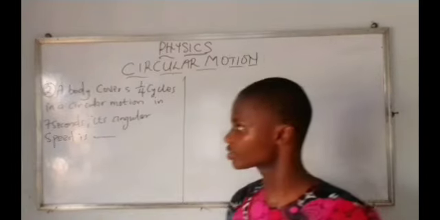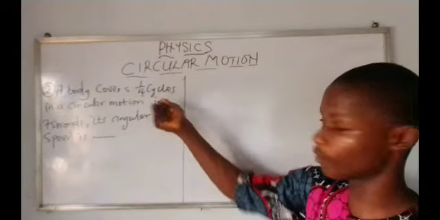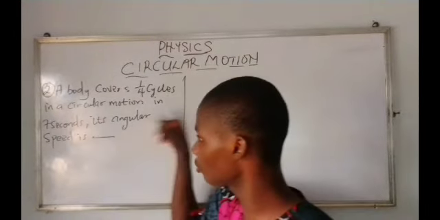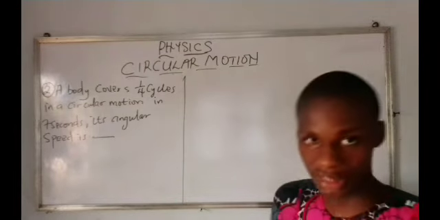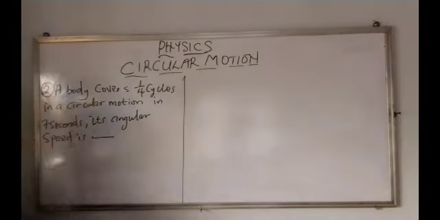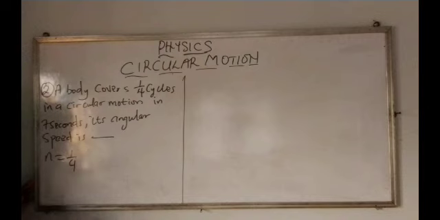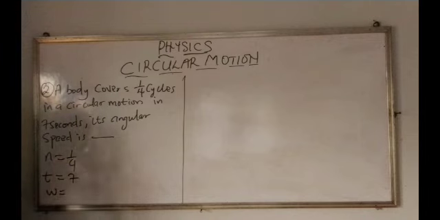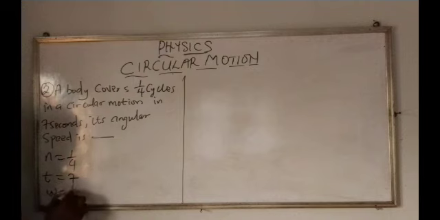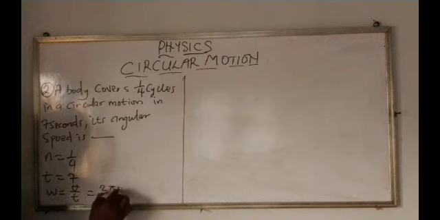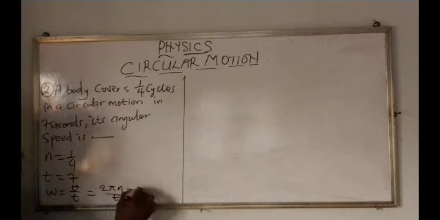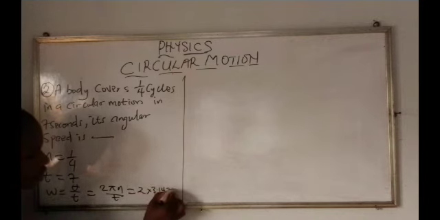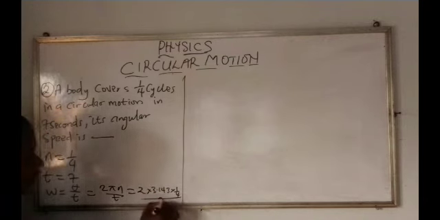The second question says a body covers 1 over 4 circles in a circular motion in 7 seconds. Its angular speed is dash. It's very simple. Remember, the number of circles is equal to 1 over 4, right? And the time taken t is equal to what? 7 seconds. We are to calculate for angular velocity. What is the formula for angular velocity? Remember, angular velocity is equal to theta over t. Alright? And theta is equal to 2 pi n over t. So we have 2 times 3.143 times 1 over 4, all over 7.